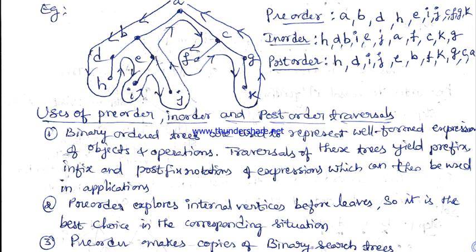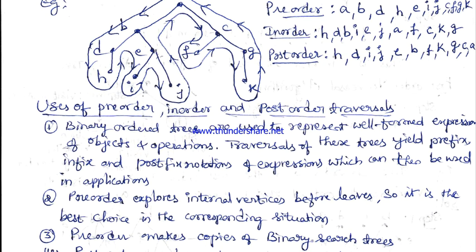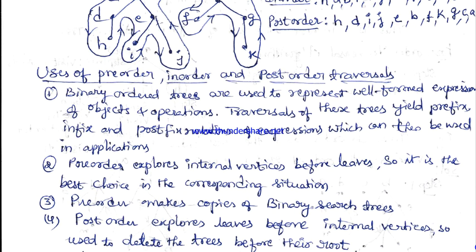Binary ordered trees are used to represent the well-formed expressions of objects and operations. Right? So the well-formed expressions of objects and operations can be represented using the binary ordered trees. The traversal of these trees yields prefix, infix and postfix notations of expressions, which can then be used in many applications.